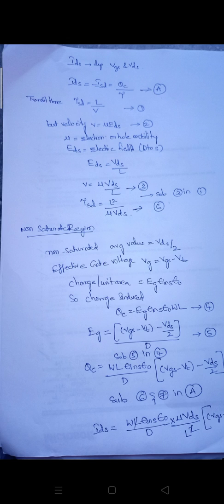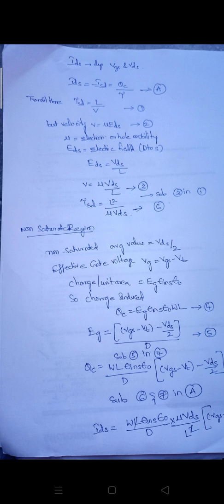So I am substituting my velocity value in the transit time equation. In transit time, we have transit time tau is equal to L by V. So substituting the velocity value in the transit time, tau is equal to L square by mu VDS. I am assuming this as some equation.